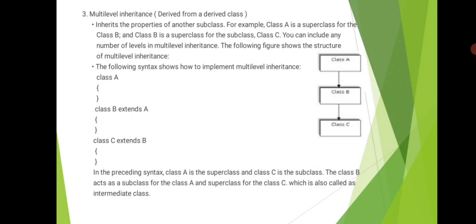So indirectly, A's features are also inherited by C. In general we say grandfather, father and son: the son has the features of the father, and the father has the features of the grandfather. So indirectly the grandfather's features are included in the son. In the preceding example, class A is the superclass and class C is the subclass. Class B acts as a subclass for class A and a superclass for class C, which is also called an intermediate class. This is about multilevel inheritance.